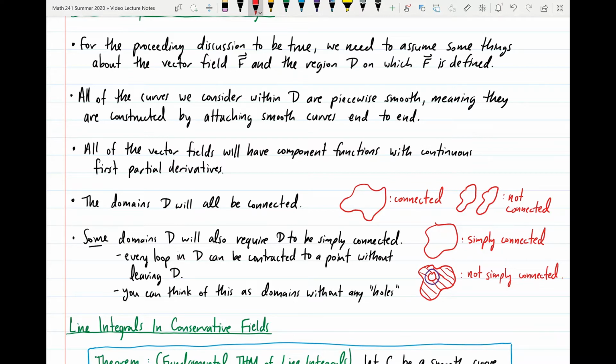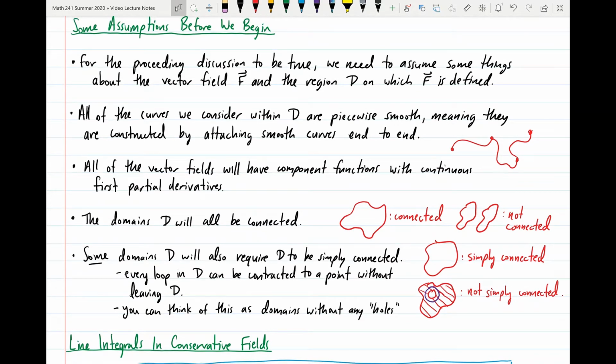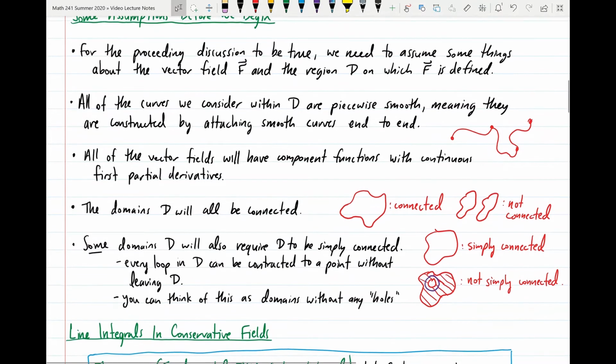So we can think about all of these curves as looking something like this. We have a smooth curve that goes from here to here, and then we can attach another smooth curve that maybe goes from here to here, and then we could attach another smooth curve. And all of these curves, when we take the union of them together, are going to create one curve, which will be piecewise smooth. So that big curve is created of smaller curves that are smooth.